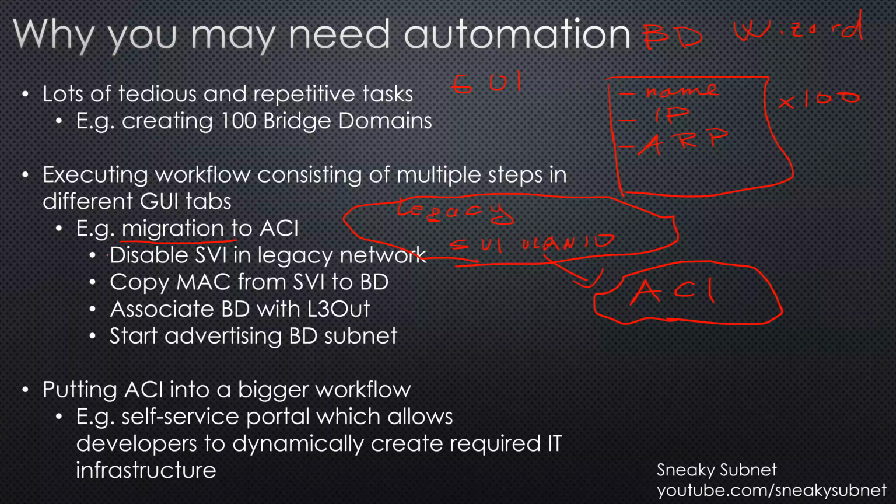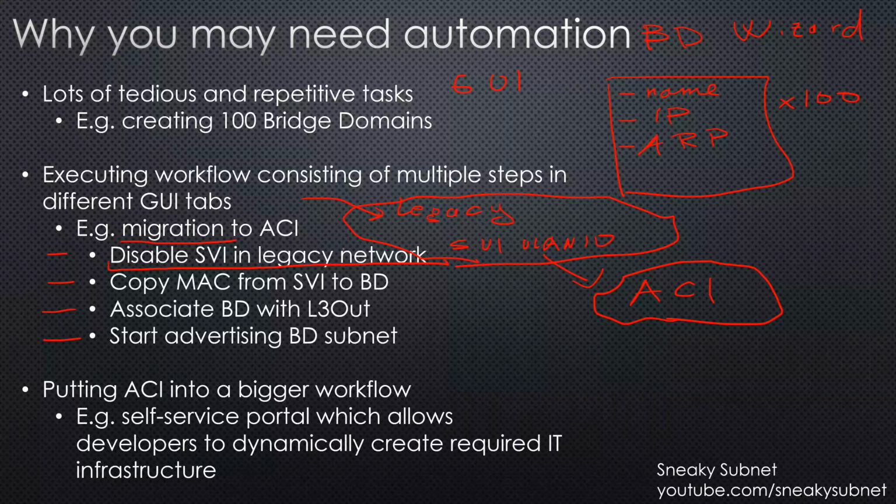You need to disable the SVI in the legacy network. You need to copy the MAC address from the SVI to the bridge domain. You need to associate the BD with a layer 3 out, and you have to start advertising the bridge domain subnet inside ACI, actually from ACI to legacy backwards. To do so, you have to go to your legacy network, maybe via CLI, maybe via GUI, maybe via API, doesn't really matter. Do all that stuff related to step number 1. Maybe you just need to shut down the SVI interface, maybe you need to do some additional steps.